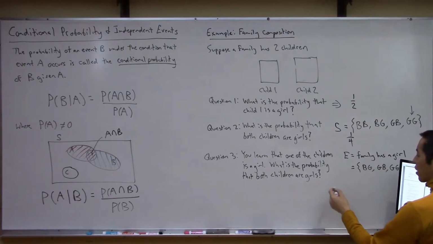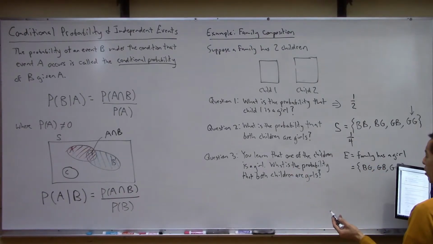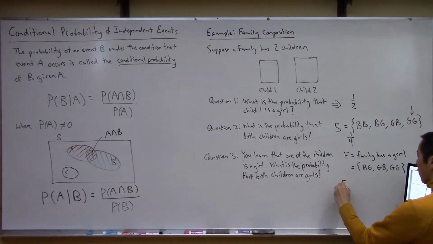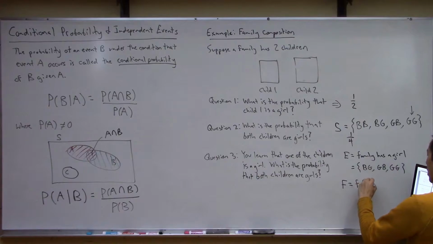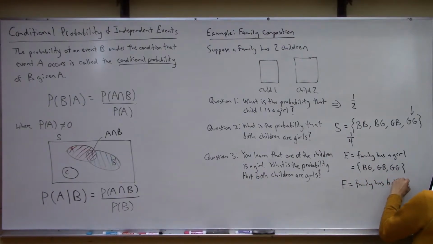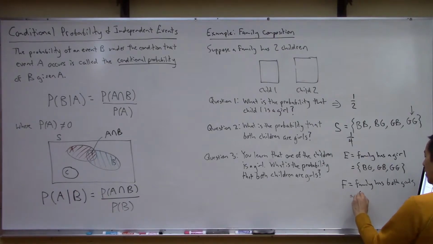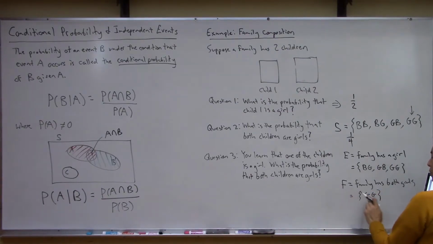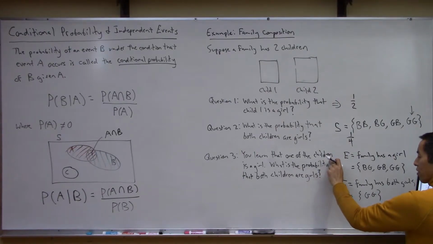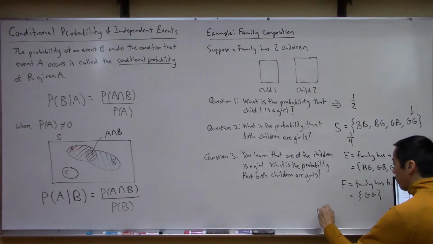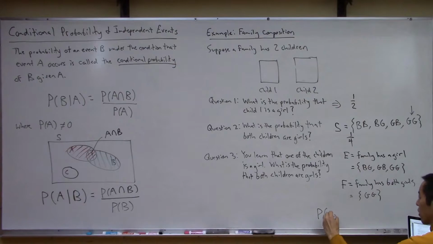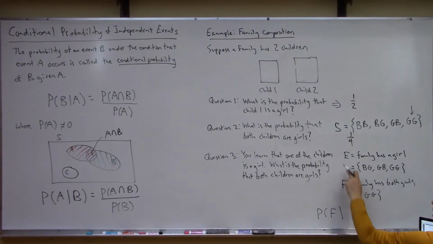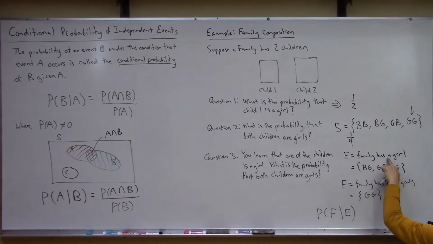So what we're looking for now is, I want to know the probability that both of them are girls. So let's define another event F, which is the family has both girls. So this event is just GG. This is the only way this occurs. Now, in the context of this problem, what we're looking for is the probability that the family has 2 girls, F, given the fact that I know that event E has occurred. I know the family has at least a girl, a single girl. One of the children is a girl.